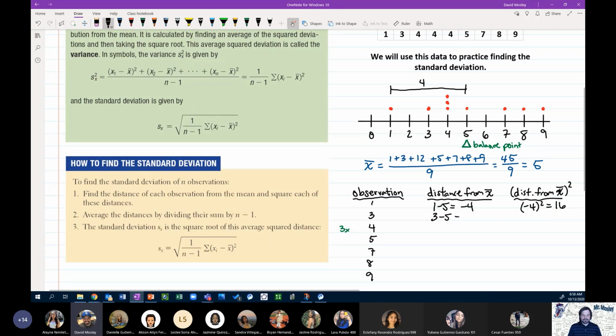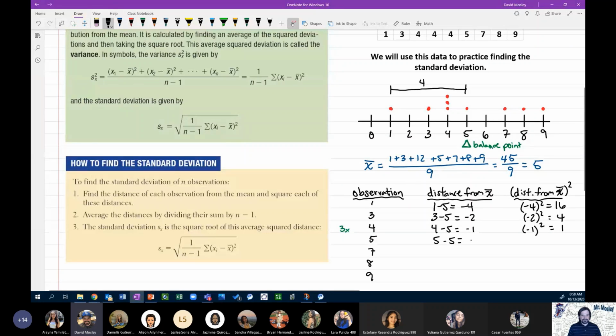We have 3 minus 5, which is -2. Again, we can see from 3 to 5 we go 2 spaces left. -2 squared is 4. 4 minus 5 is -1, and -1 squared is 1. What we're doing right here is the top of our division from the formula. We just haven't added them up yet. We're just finding all those numbers that we're going to add up and then divide by 9 minus 1.